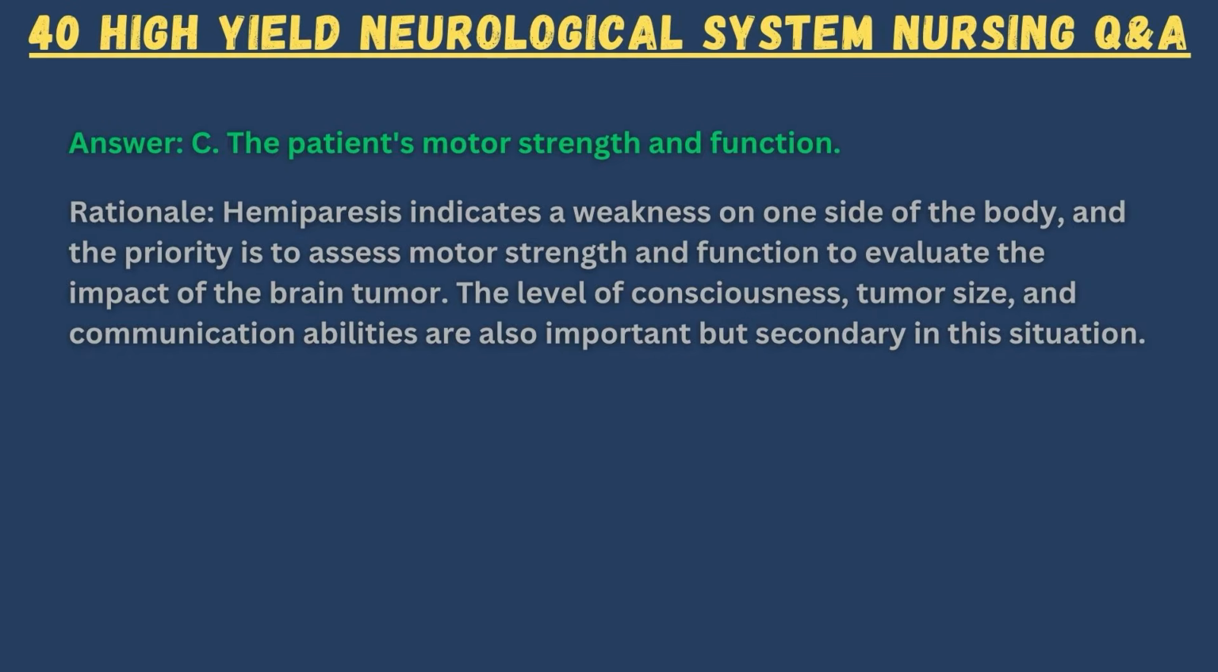Rationale: hemiparesis indicates a weakness on one side of the body, and the priority is to assess motor strength and function to evaluate the impact of the brain tumor. The level of consciousness, tumor size, and communication abilities are also important, but secondary in this situation.